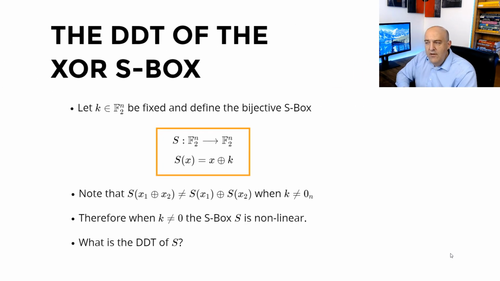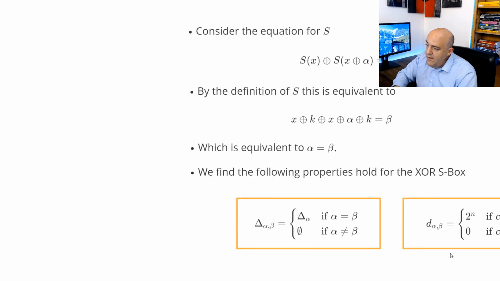Now why don't we take a look at the DDT of the XOR S-box. If we fix an element k in F2^n, we can define a bijective S-box S from F2^n to F2^n, and we just define it as S of x equals x plus k. And notice when the key is non-zero that S of x1 plus x2 is not equal to S of x1 plus S of x2. So that means when k is non-zero, this S-box is not linear. So this is a different S-box than we just looked at. And we can ask ourselves, what is the DDT of this S-box?